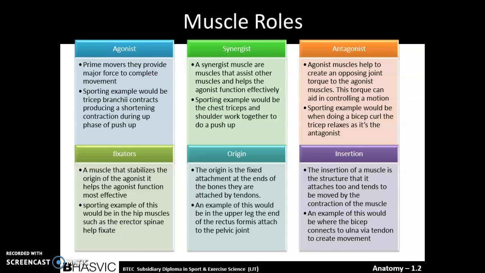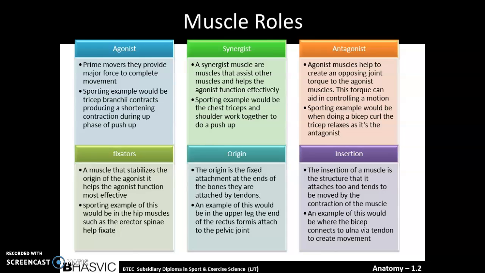Muscle role number 2 would be synergist. Synergist muscles are muscles that assist other muscles and help the agonist function effectively. A sporting example would be the chest, triceps and shoulder working together to do a push-up.